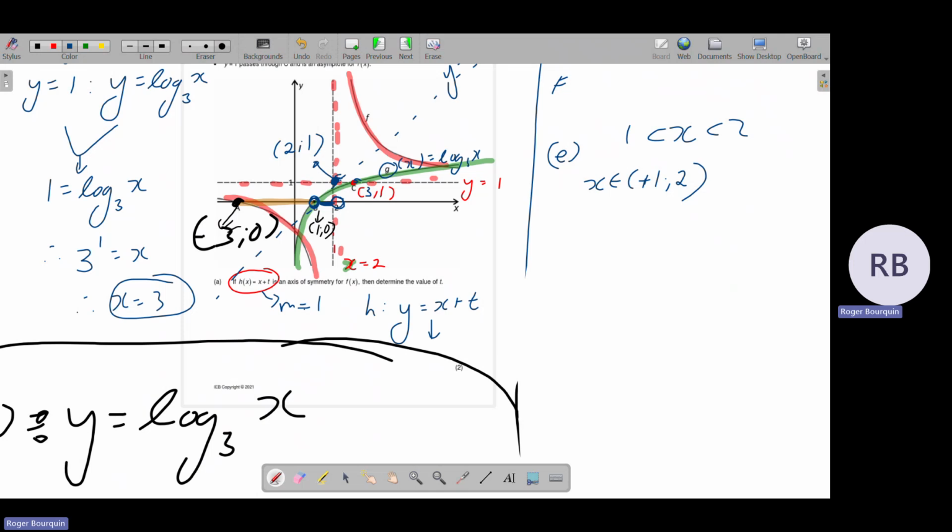After 2, what's happening? What are the y coordinates of the green graph? Positive. It's above the x-axis. And the red one is? Positive. Is that what I want, a positive times a positive? No. Do they ever swap over again? No. So there's my answer: x is an element of (1, 2), or x lies between 1 and 2. Does that make sense? Is there anything else to question E? No. All right, guys.